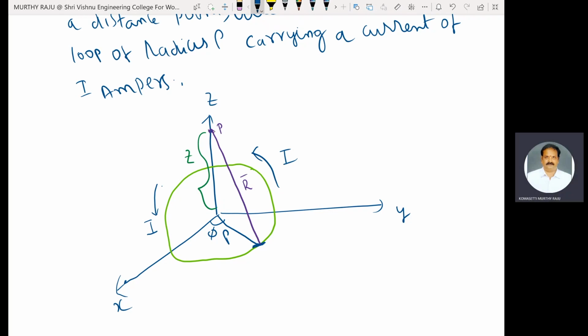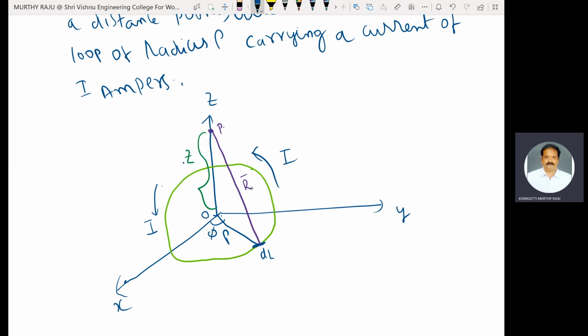Let us take a point P. This is the point P on the axis of the loop. The Z axis is the axis of the loop, at a distance Z from the center of the loop. The center of the loop is O. Now find the magnetic field at point P due to a small current element of length dl. Consider a small current element of length dl on this circular loop in the xy plane.